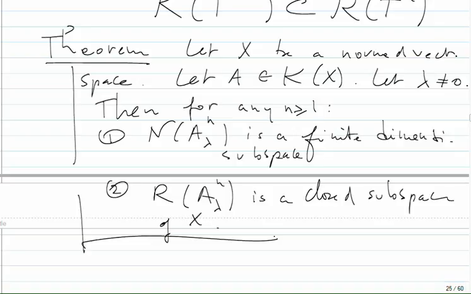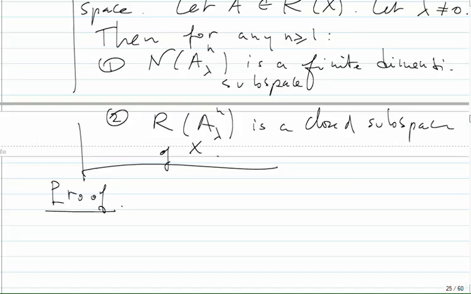Keep in mind, we cannot expect this result to be true if lambda is equal to 0. In particular, if you take lambda equals 0 and the operator A equals 0, which is obviously compact, then the null space is the entire space X, and if X is an infinite dimensional space, you are not going to get conclusion number one. So we have to be very careful. Proof. First, let us remark something here, just algebra.